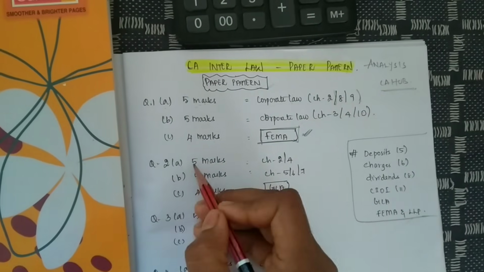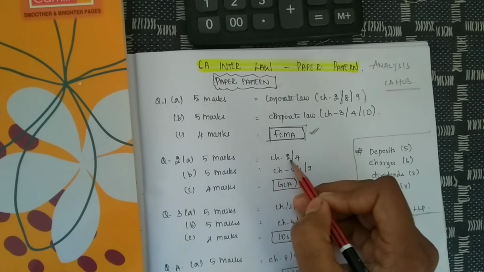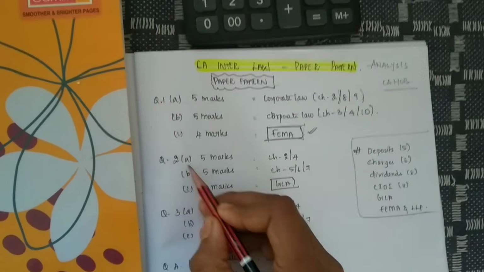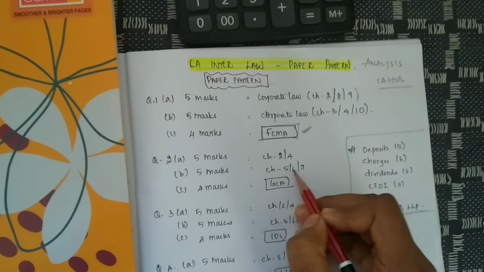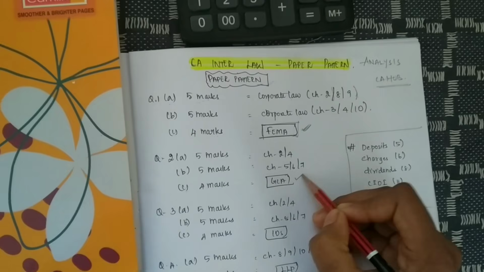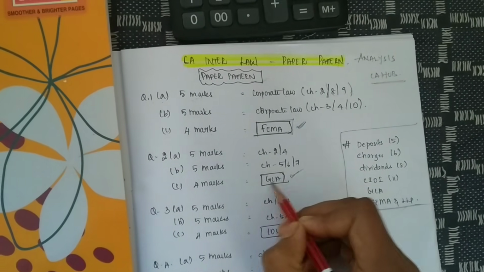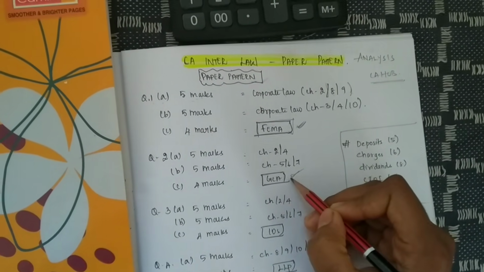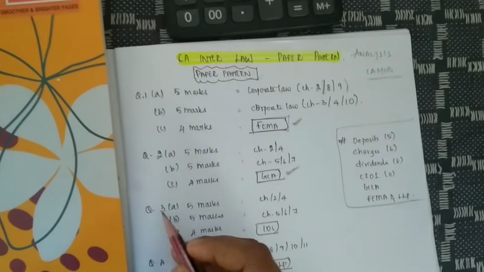Question number 2A, which is for 5 marks. Again the chapters could be chapter 2 and chapter 4. And question 2B, which is for 5 marks, chapter 5, 6 and 7. Question number 2C, which comes for 4 marks. Here also it is a fixed question. The box which I made here, it is a fixed question. So it is General Clauses Act.